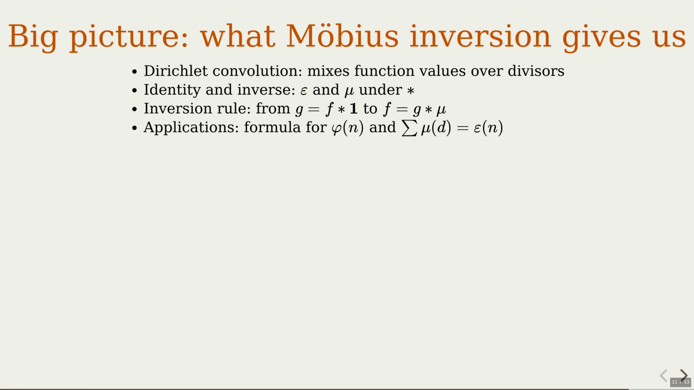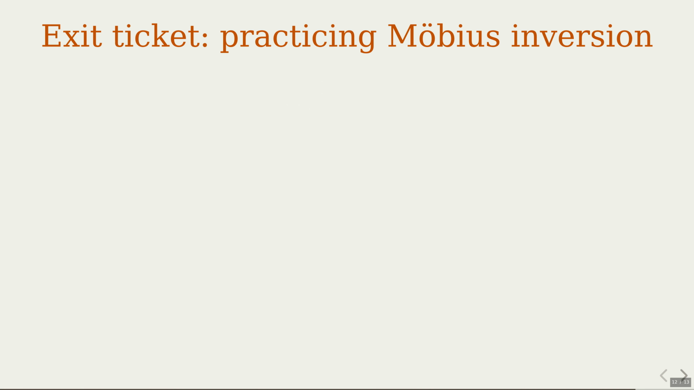We use this to get a clean divisor sum formula for the totient function, and to reestablish the identity that the sum of mu over divisors gives epsilon. It really feels like mu is a universal undo button for divisor sums, as long as we can recognize the convolution pattern. To finish, let us try a quick symbolic practice problem and then reflect on what Möbius inversion is really doing. Here is the setup.